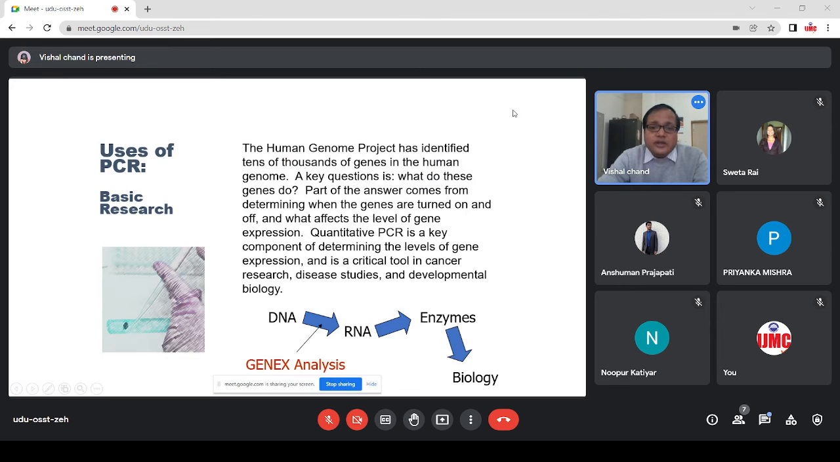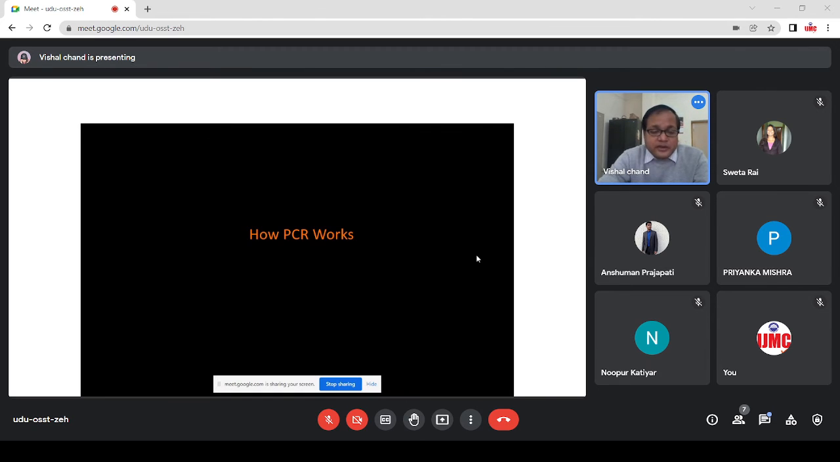So you can see that not only in the Human Genome Project does it help in identifying thousands of genes in the genome, but it also helps answer which genes are turned on and off, and determine the level of gene expression. It also gives tools in cancer research, disease study, and developmental biology. So these are all the areas where we can use PCR a lot. Now we come to the next topic, how PCR works.